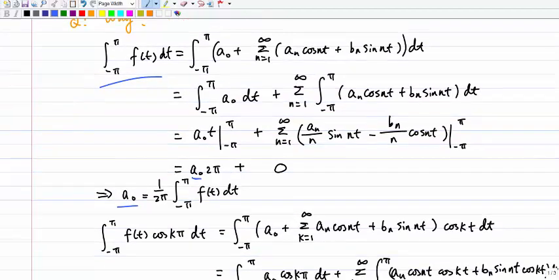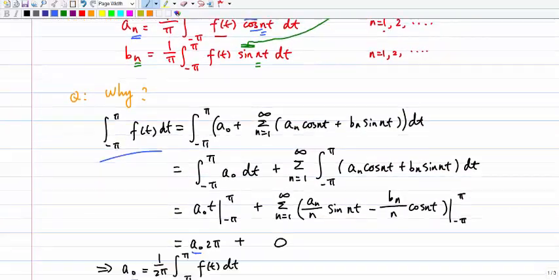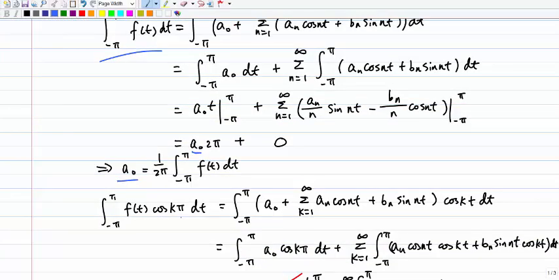So how about an? For an, we do the same thing. The only difference is we integrate both sides of this relationship after multiplying by cosine kt. k can start from 1 until infinity, basically. So we take the integration of f(t) times cosine kt over t from negative pi to pi on both sides.